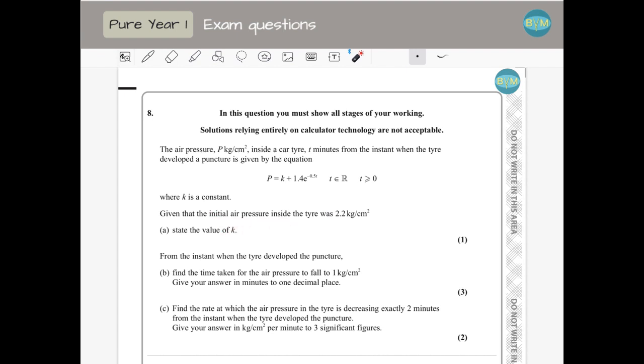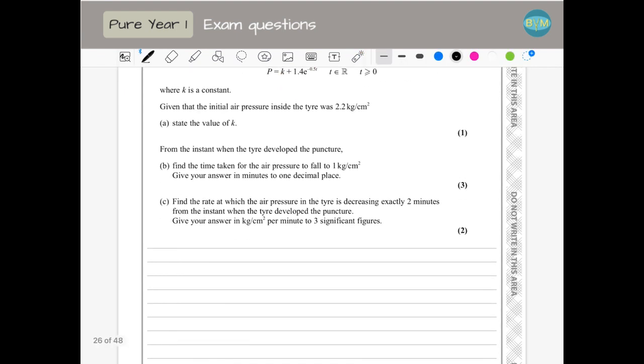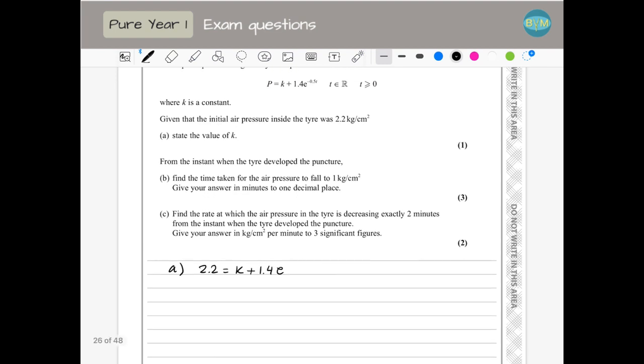Initial air pressure is when t is 0. So what we are going to do is find K using that information. So the initial pressure, 2.2, is going to be K plus 1.4 e to the power of 0, which is 1. So K is going to be 2.2 minus 1.4, which is 0.8. That's my value of K.